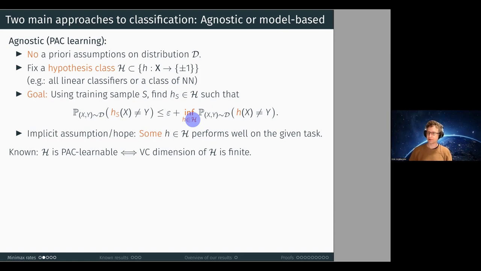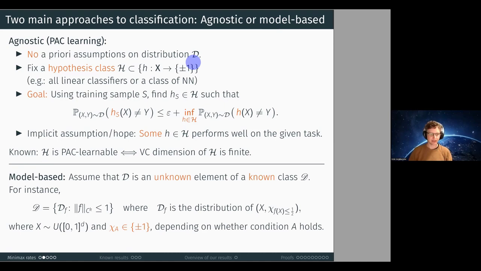In this case, the implicit assumption or hope is, of course, that some element of your hypothesis class will actually perform well on the given task. So it's not an explicit assumption on your distribution, but an implicit assumption. And there it's known that such a hypothesis class is PAC learnable, meaning that you can do something like this with high probability, if and only if the so-called VC dimension of the hypothesis class is finite. If you didn't understand any of this, it's not so important, because I'm mainly saying this to make clear the distinction to the setup that I will be considering for the rest of the talk, which is the model-based approach. In this PAC approach, you do not have any assumption on the underlying distribution. And in the approach that I call the model-based approach, probably other people call it differently, we do assume that we have some knowledge.